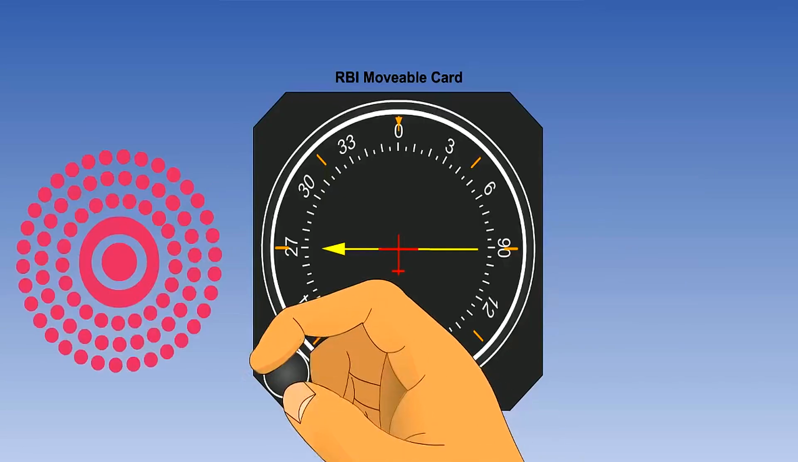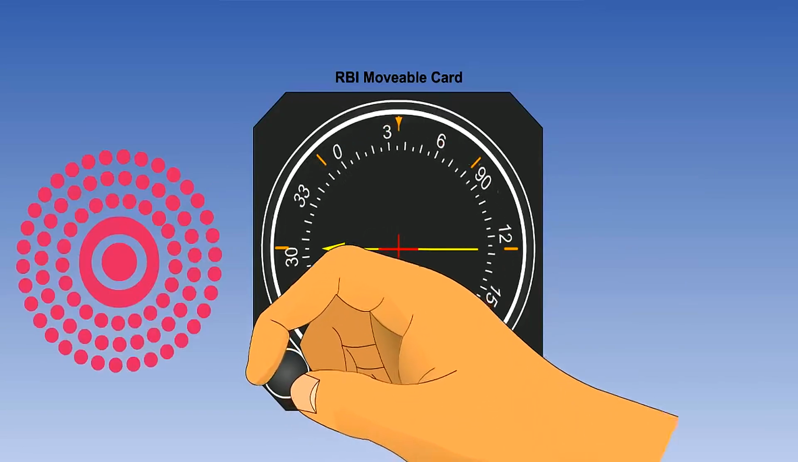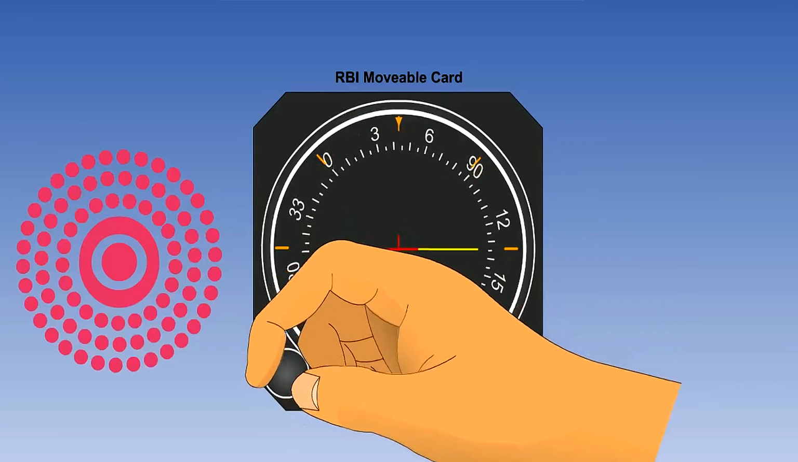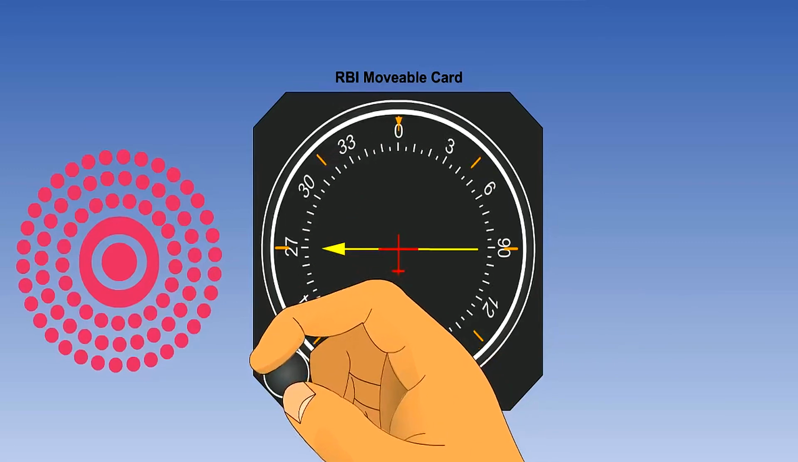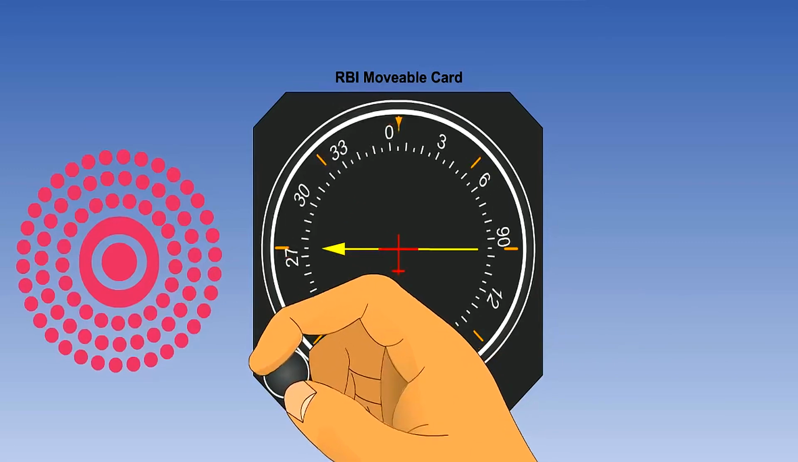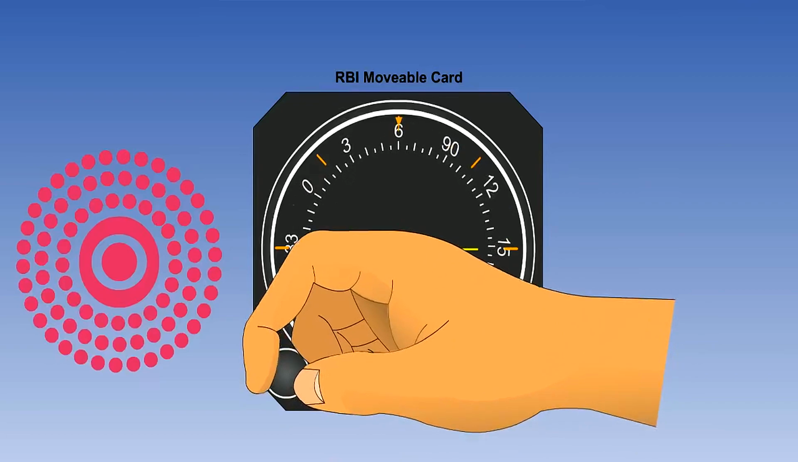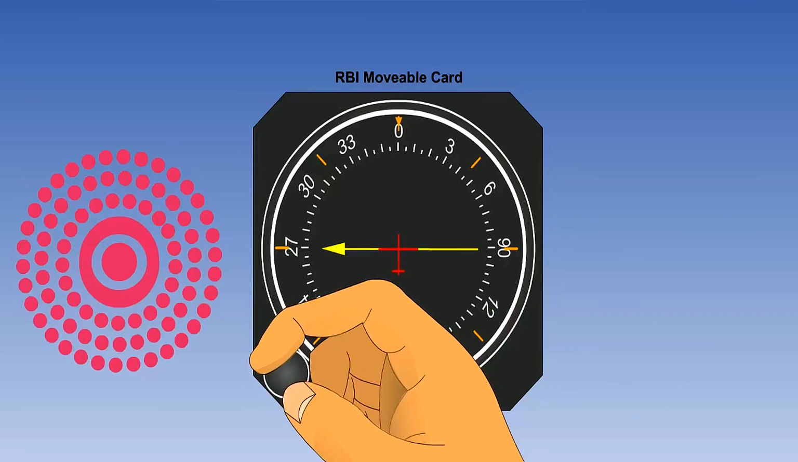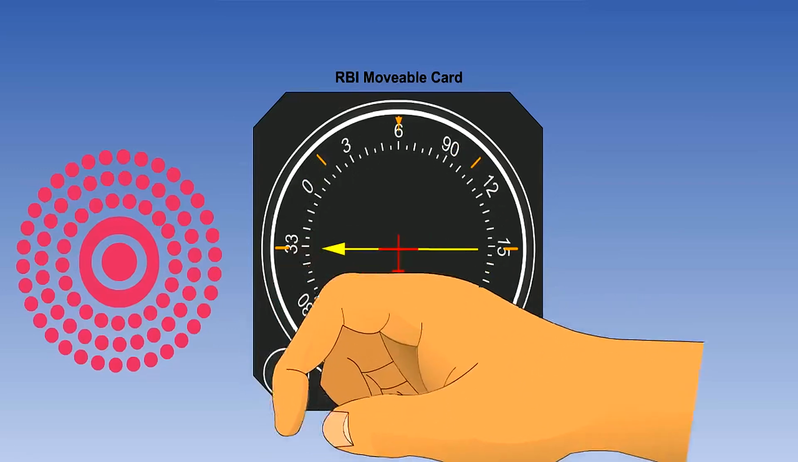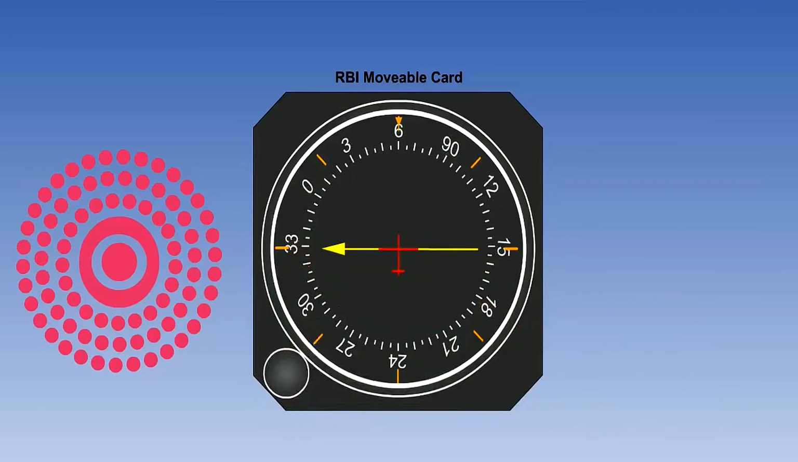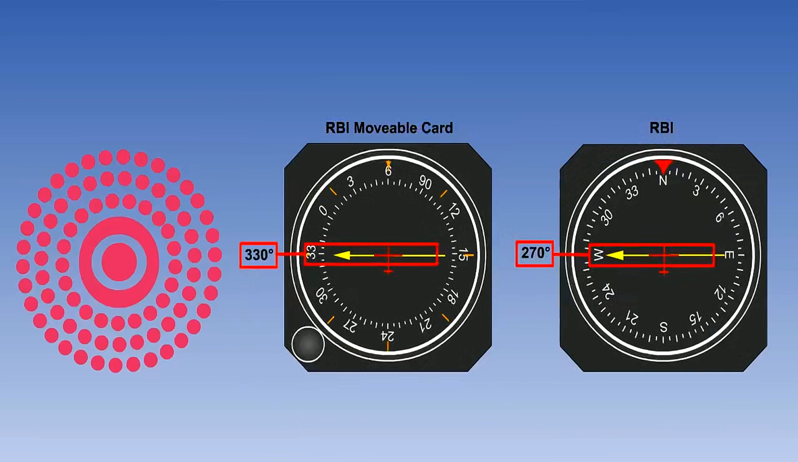Some RBIs have a movable card, which allows the pilot to turn the card to show the aircraft heading at the top of the dial instead of the 0, which always appears on the fixed card RBI. So in our example, the pilot can put 60 degrees at the top of the dial to match the direction indicator. The ADF needle on both RBIs points in the same direction to the NDB.